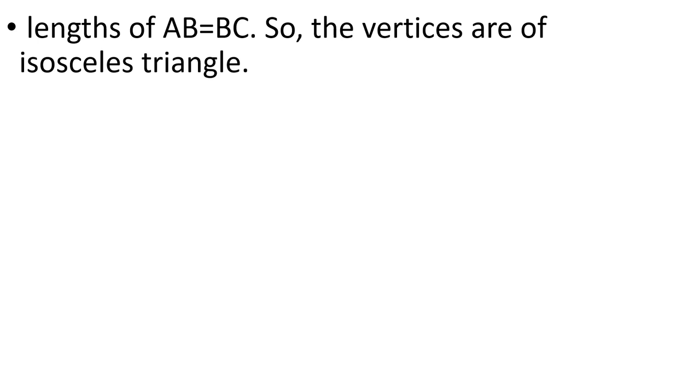In case AB is not equal to BC, we have to find out the third distance AC also. Here we are not finding AC because already we got AB is equal to BC. So two lengths are equal. So it is an isosceles triangle.